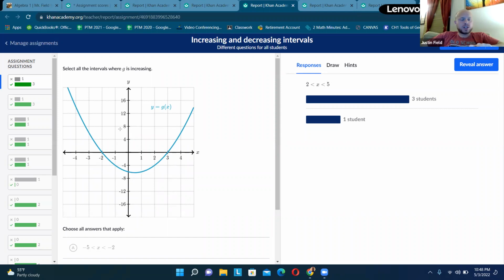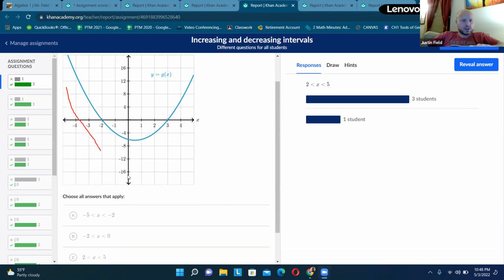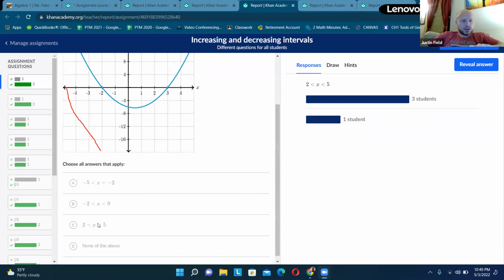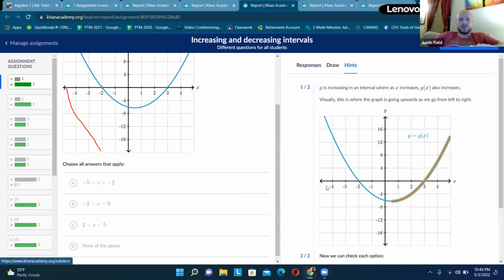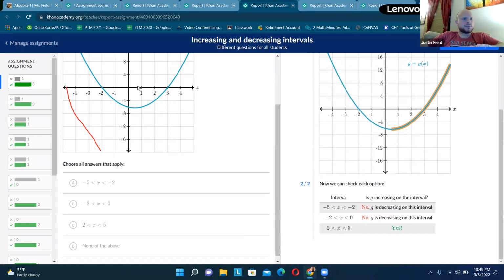Select the intervals where g is increasing. Between -5 and -2, -5 to -2. No, the graph is decreasing that whole time. Okay, what are my other choices? -2 to 0? No, the graph is decreasing. 2 to 5. Okay, yes, it's increasing. 2 to 5. There it is.